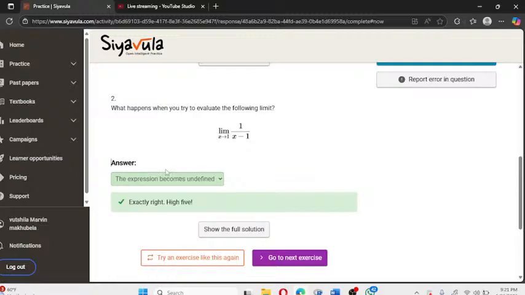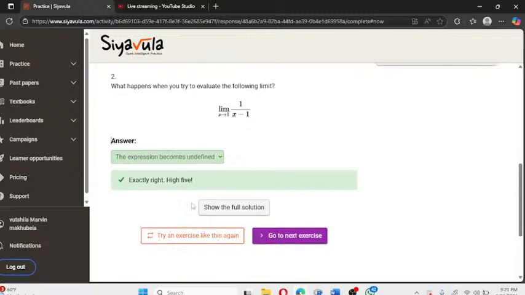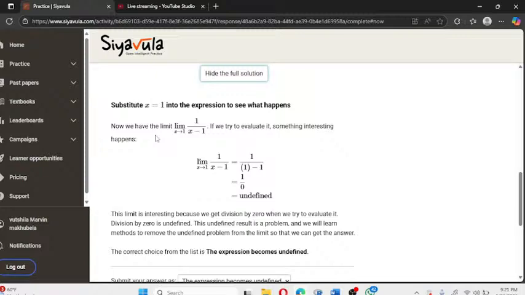Yes, correct. Our expression becomes undefined. The solution is this one. When we do direct substitution, it's going to be 1 minus 1, which becomes 1 over 0. Becomes undefined.